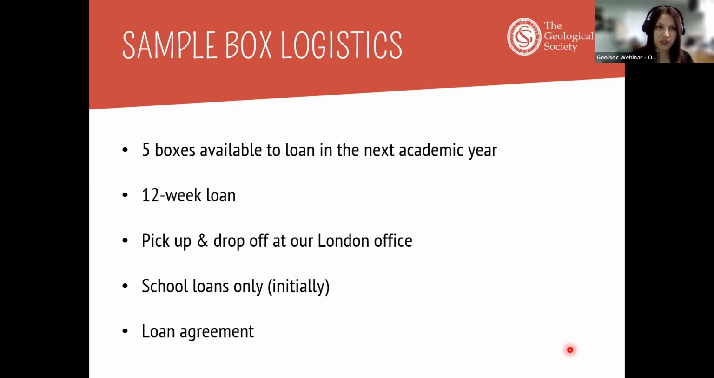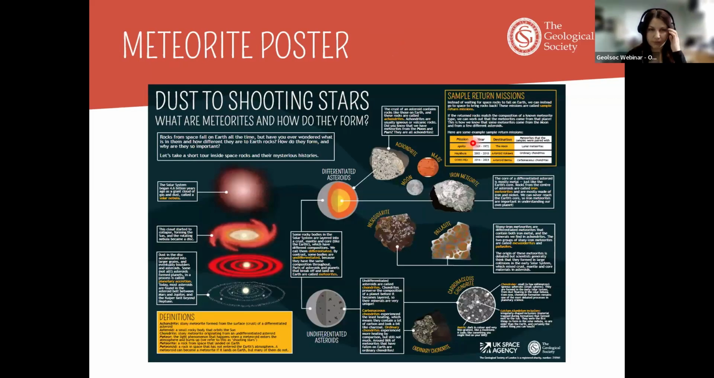Please put any questions in the chat, and I'll just go on and talk about the other resources. So this is our new meteorite poster. It explains briefly how the solar system forms, and then how planets and asteroids become layered, and then relating that to different types of meteorites. This is not all meteorites out there. It's just some, the main types.